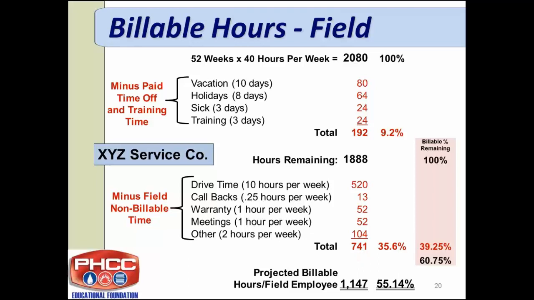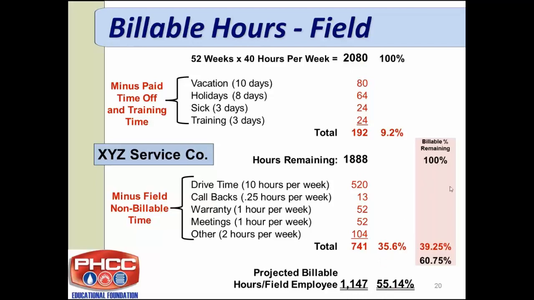So when you add all those things up, in this company's case, that's another 741 hours for each technician that they're not going to be able to be in a customer's home doing work that they can charge the customer for. And that represents another 35% of that technician's 2080 hours. So when you do all the math and bring it down to the bottom line, each technician in this company has 1,147 hours that is considered billable time that they should be doing work in a customer's home. And that's about 55% of their 2080 hours.